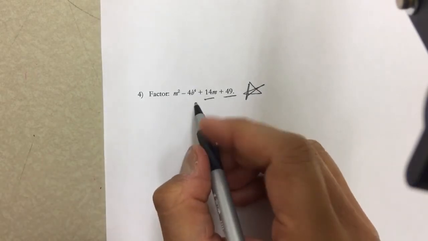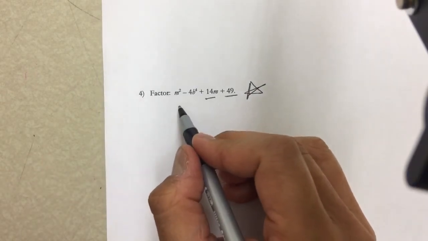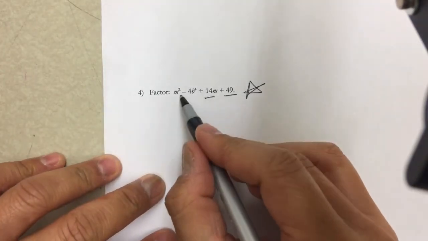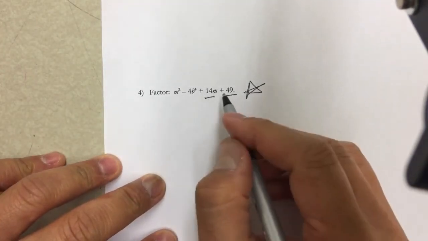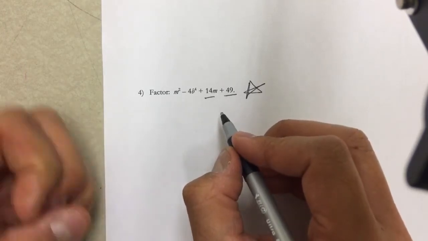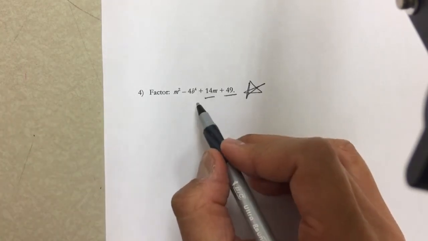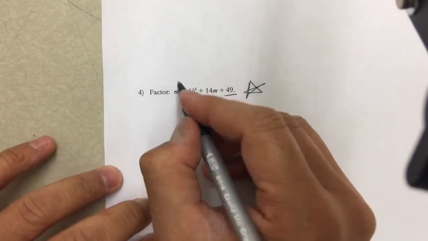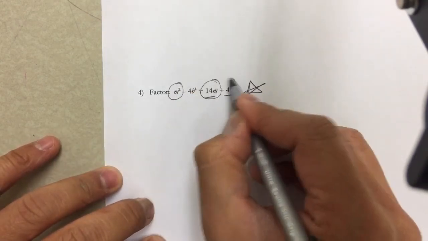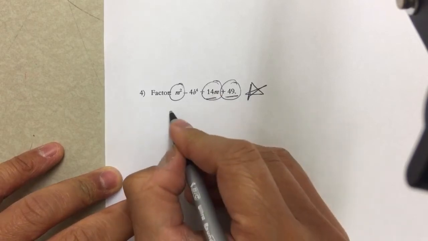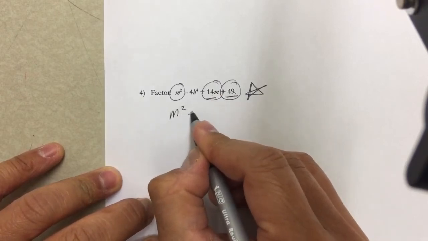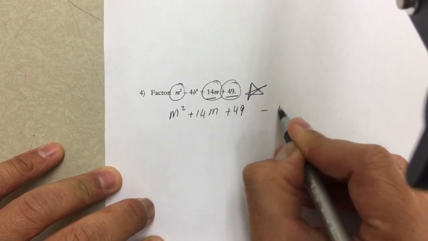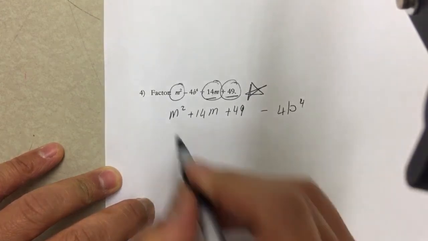So this is the last problem, and this problem is a little bit more difficult than the one before. This is a 4-term polynomial, and what we do is we have to factor by grouping. Now usually we group 2, but in this last problem we actually have to group 3 terms together. So we're going to group these 3 terms together, and then leave the 4b to the 4th over here.